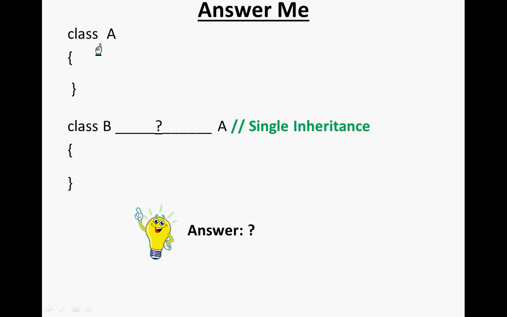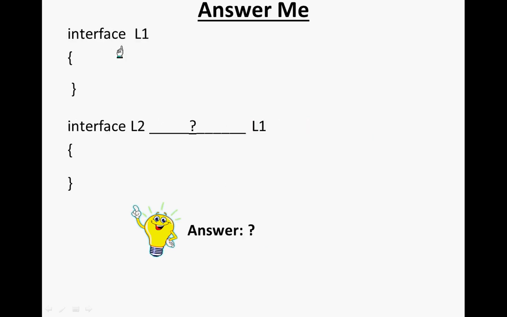Now answer me. Class A. Now I am going to inherit class B from class A. Class B extends A. This is a single inheritance. How? One superclass, which is A, and one derived class, that is subclass B. What will be the keyword here? Yes, extends. See another example. This is interface L1. Now I am going to inherit an interface L2 from L1. What will be the keyword here? Yes, again it is extends.